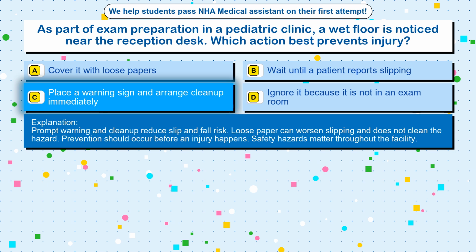Prompt warning and cleanup reduce slip and fall risk. Loose paper can worsen slipping and does not clean the hazard. Prevention should occur before an injury happens. Safety hazards matter throughout the facility.